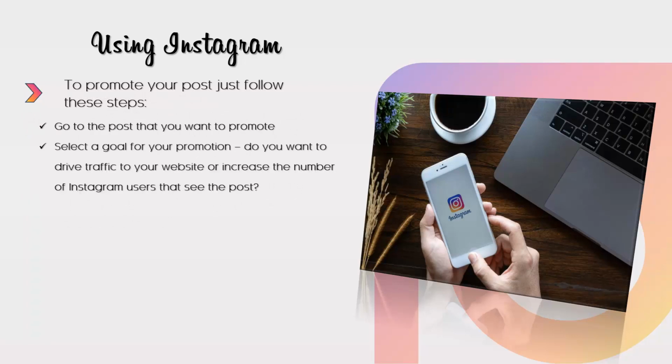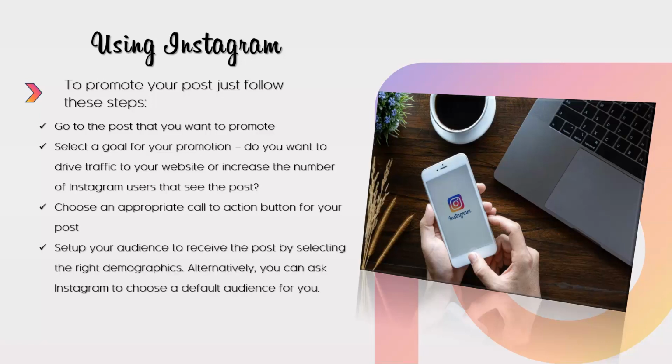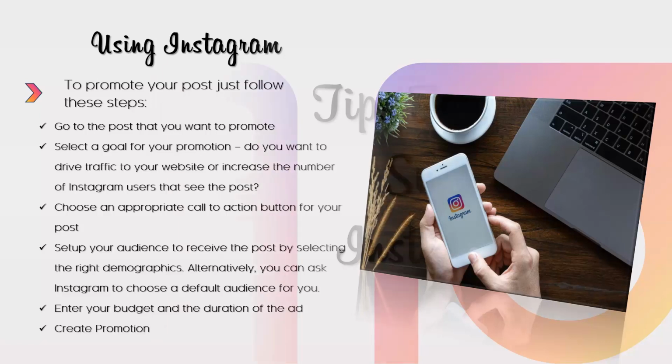Select a goal for your promotion. Do you want to drive traffic to your website or increase the number of Instagram users that see the post? Choose an appropriate call to action button for your post. Set up your audience to receive the post by selecting the right demographics. Alternatively, you can ask Instagram to choose a default audience for you. Enter your budget and duration of the ad. Create promotion. Using the Facebook Ads Manager, you can track the results of your promotion and all other Instagram ads.